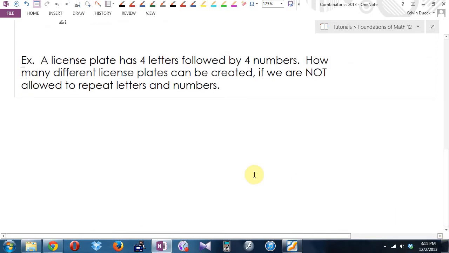I would draw 8 blanks. 1, 2, 3, 4. 1, 2, 3, 4. How many choices?